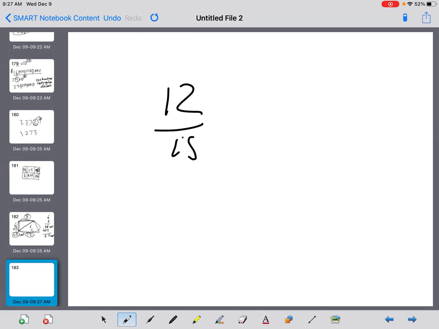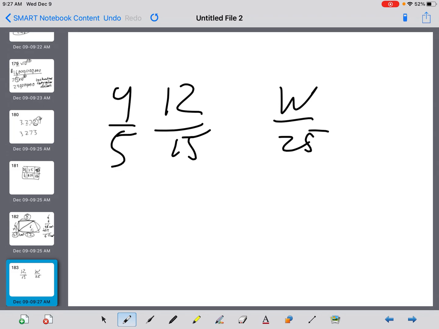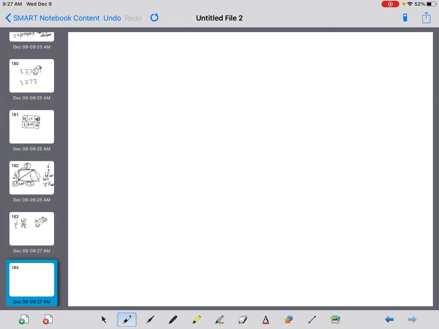Number 17, I have 12 over 15 equals W over 25. You might want to reduce this one. If I divide by 3, I have 4/5. How'd I get from 5 to 25? Times 5. How'd I get from 4? Times 5 is 20. Now, it's not 25, guys. It's 2.5, so it's not 20. It's 2.0. How do I write 2.0? I write it as a 2.